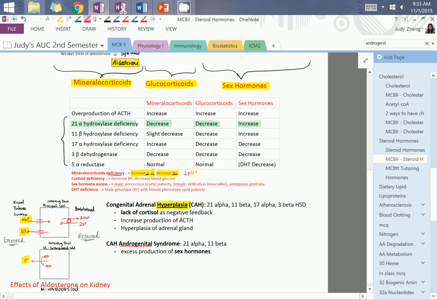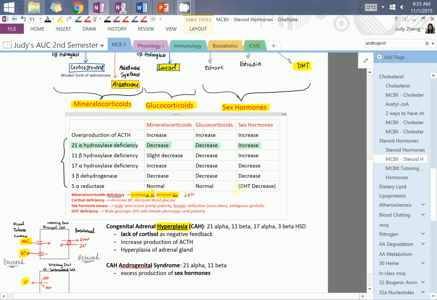Okay, so these are the effects of mineralocorticoids. And if someone has anything that will give you less mineralocorticoids, you will see this set of effects. So the next thing is the glucocorticoids. The most important one here is the cortisol, which is here. Cortisol. And what happens with cortisol is when you have a cortisol deficiency, you'll have a decrease in blood pressure. You have a decrease in blood glucose.